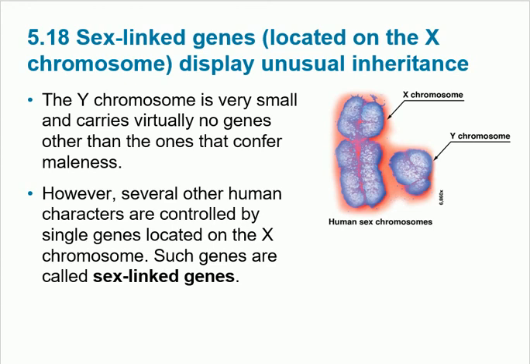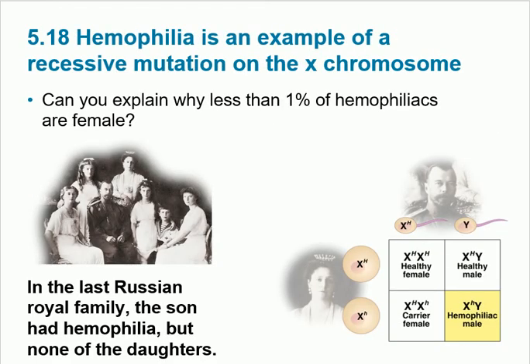The X chromosome is the one that can carry different genes, and that's why it's the one that can have issues. Okay? So here is one example. Hemophilia. Hemophilia is an X-linked recessive. X-linked recessive. Okay?